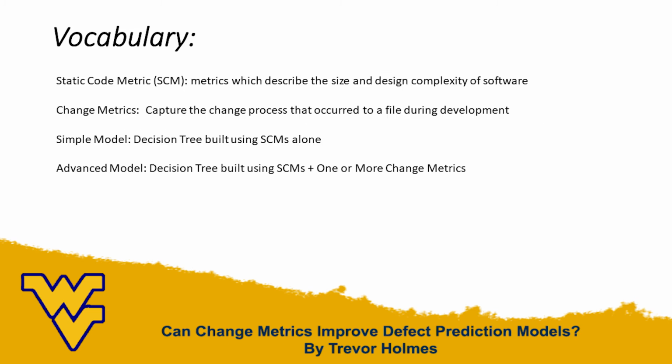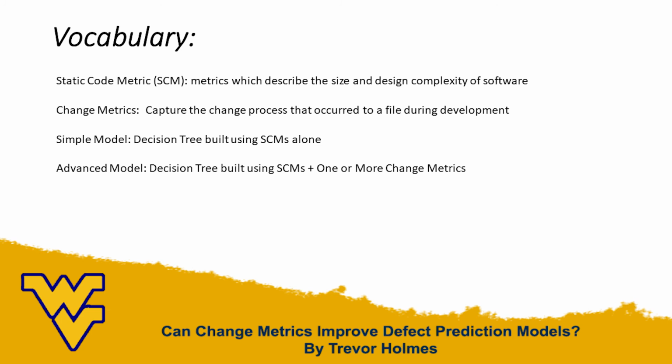I always like to start off with vocabulary terms that you'll see in the presentation. They might be a little different than what everybody's using. There's 4 of them for this presentation. The first one's static code metric. These are metrics which describe the size and design complexity of software. There's change metrics. These capture the change process that occurs to a file during development.